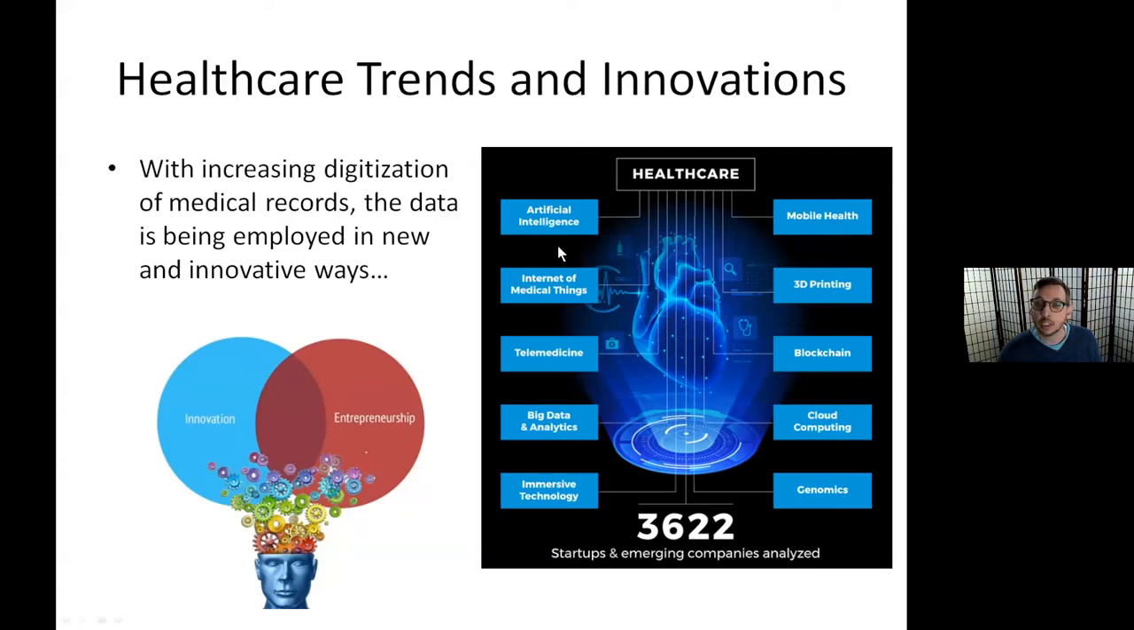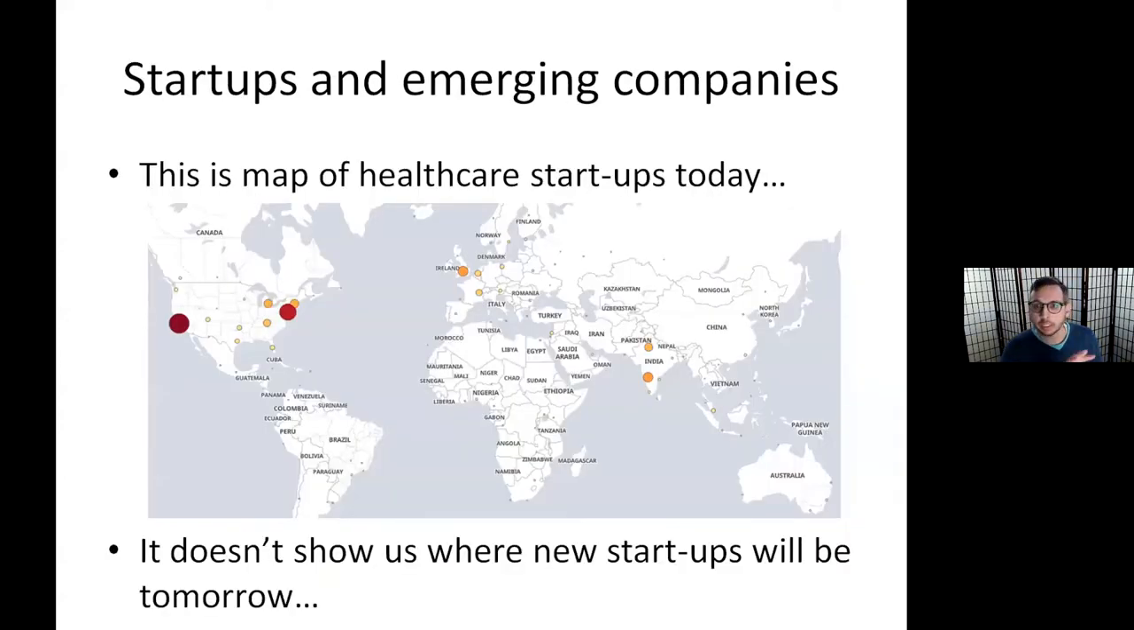These are some of the leading trends in healthcare businesses and startups. This is from last year, 3,600 emerging startups, and their focus was artificial intelligence, mobile health, internet of medical things, which means devices that connect, 3D printing, telemedicine, being able to interact with patients remotely, blockchain. There are all these different elements, but they all rely on digitization and digital communication. So this is where you can innovate, where we can lead to entrepreneurship, to new opportunities that help you.